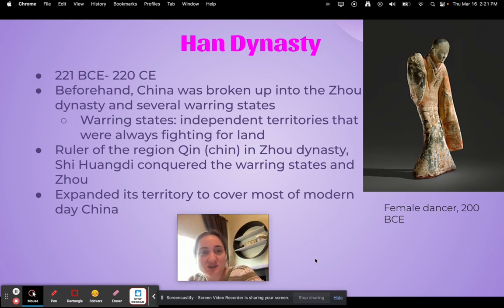Beforehand, China was broken up into the Zhou dynasty and several warring states. A warring state is an independent territory that is always fighting over land with its neighbors. The ruler of the region of Qin, in the Zhou dynasty, Shi Huangdi, conquered the warring states, and that's where he expanded his territory to cover most of modern day China.